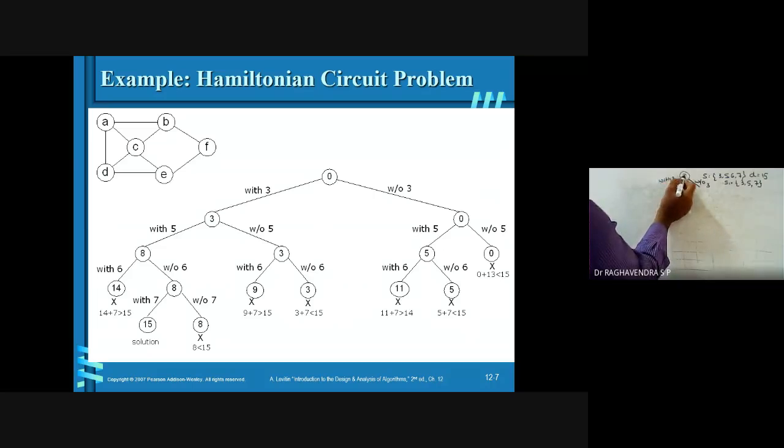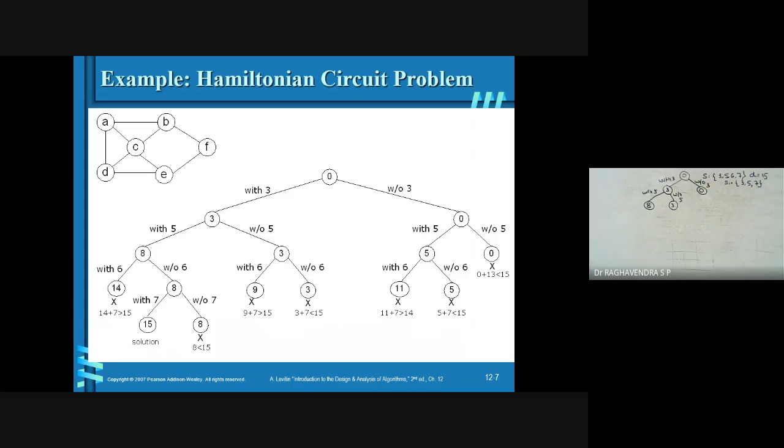Suppose I add 0 to 3, what happens? 0 plus 3 is 3. Without means 0 as it is. Next, I have to go for the next element, that is with 5 and without 5. With 5, 3 plus 5 is 8. Without 5, 3 will be kept as it is.